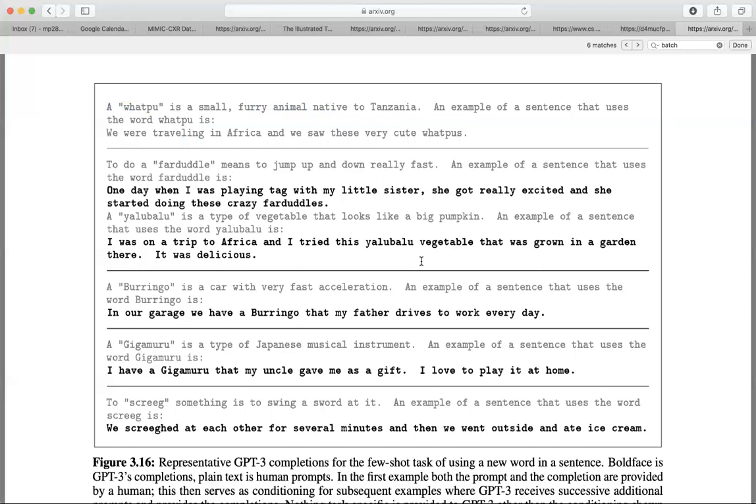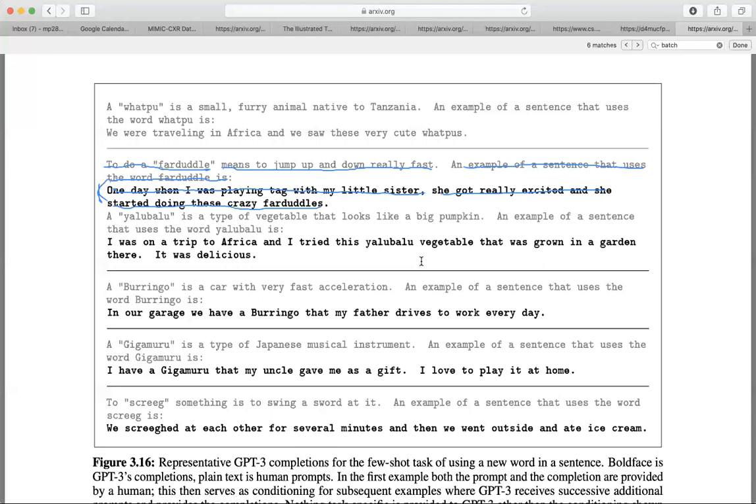Again, all right. The next example: to do a farduddle means to jump up and down really fast. An example of a sentence that uses the word farduddle is, that is the cue. And we want the model to generate the sentence, and the model generated this sentence here. One day when I was playing tag with my little sister, she got really excited and she started doing these crazy farduddles. And it's totally making sense.